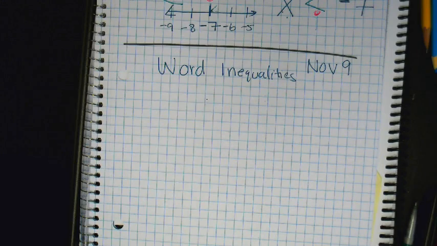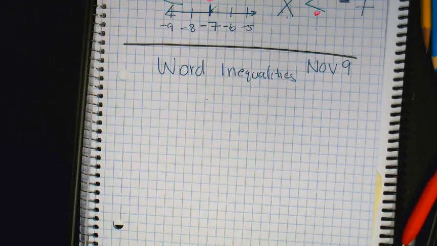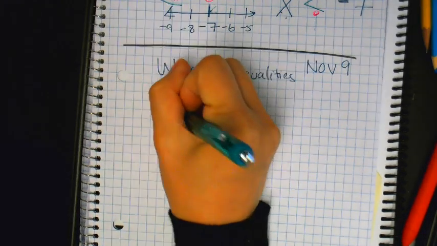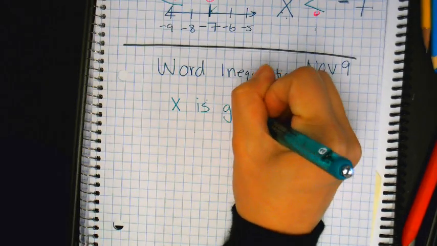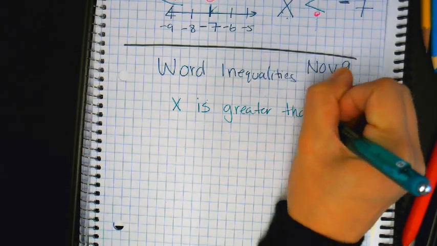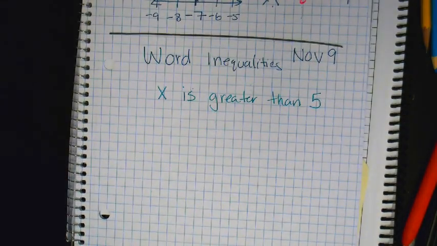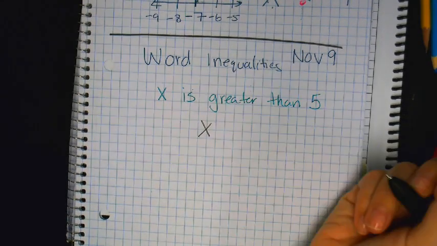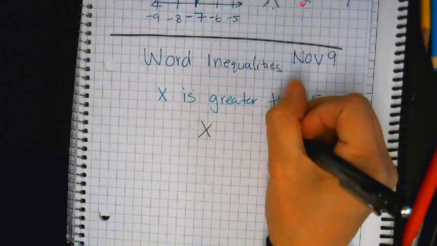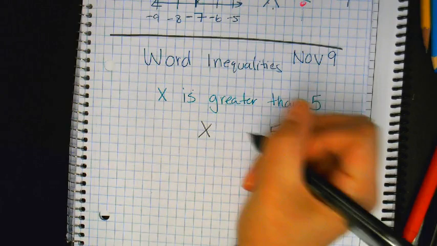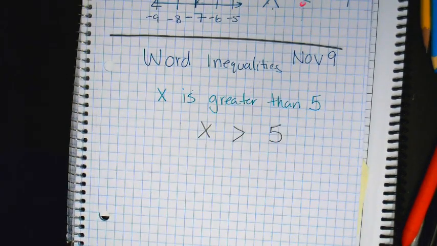So let's start off easy. X is greater than 5. Okay? Level 0.1. How would I write this as an inequality? X greater than 5. Yeah, greater than. So what does it eat? The X or the 5? The X. Okay. So that's level 0.1. We're good with level 0.1? Yes.